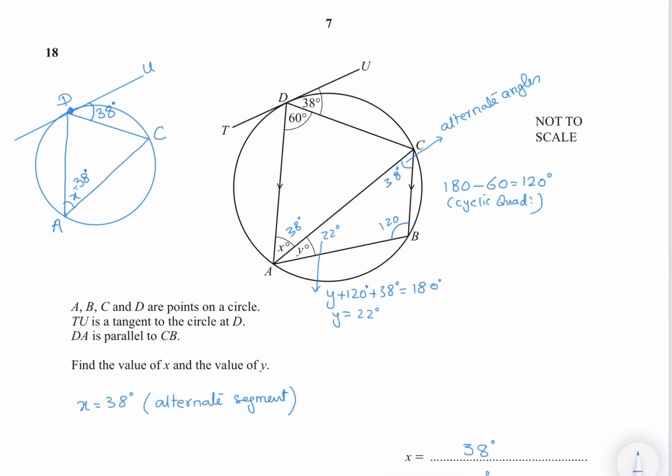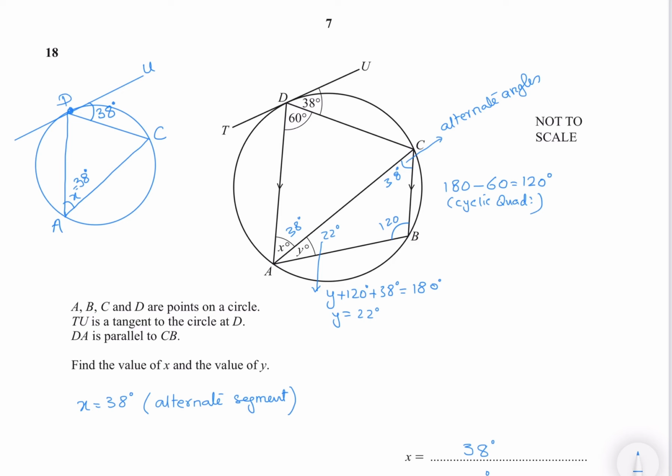Question number 18. A, B, C, and D are points on a circle. TU is a tangent to the circle at D. DA is parallel to CB. Find the value of x and the value of y. Straight away I am writing x is equal to 38. Why is it 38? Because I used the alternate segment theorem. I made this diagram in blue on the side. See the angle between the tangent and DC, that would be equal to the angle at A on the circumference. This is known as the alternate segment theorem.